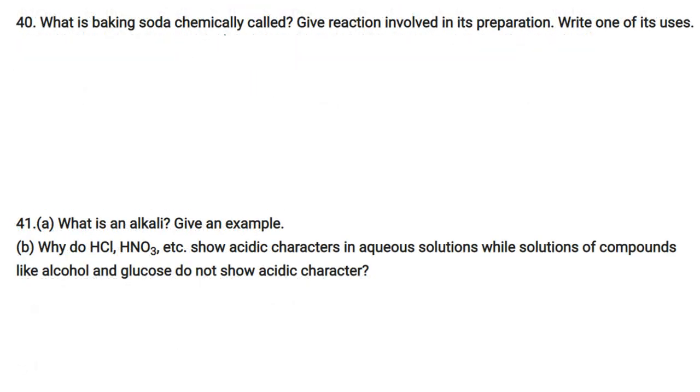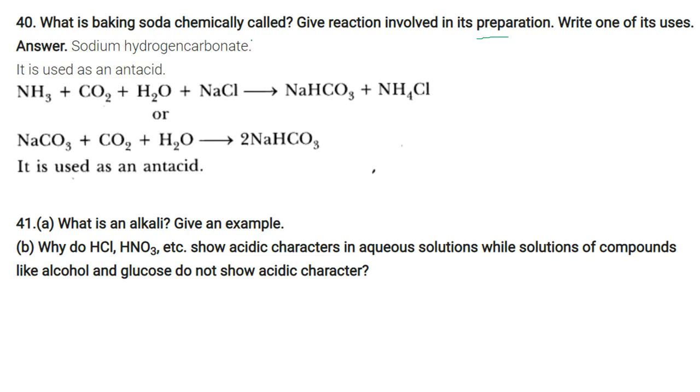What is baking soda chemically called? Give the reaction involved in its preparation. Write one of its uses. So baking soda is sodium hydrogen carbonate. It is used as an antacid. How is it prepared? NH3, ammonia, with carbon dioxide, water and NaCl, this is brine, gives you NaHCO3. And this Na2CO3 also you can combine with carbon dioxide and H2O to form NaHCO3. In both the cases, NaHCO3 is there, and this is used as an antacid.